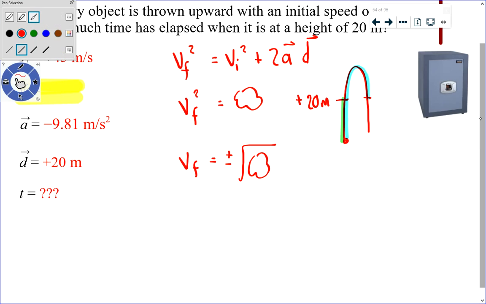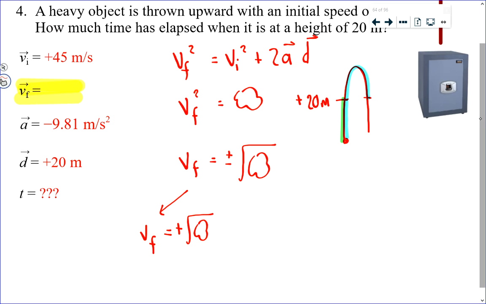It's going to break into using the acceleration and VI and VF equals the positive number to find the time, and VF equals negative of whatever that number is, along with VI and the acceleration to find the time. And that's how you would set up problem number 4.